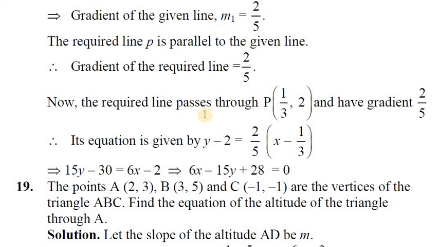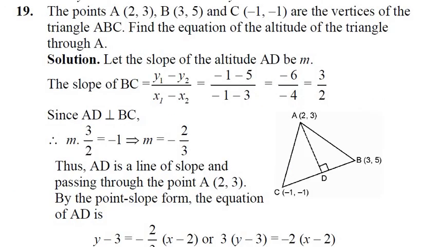So the equation of the line passing through the point (1/3, 2) with slope 2 by 5, in point slope form, is y minus y1 is equal to m into (x minus x1). So this is the slope, x1 is 1/3 and y1 is 2. After simplification, we have the equation of the straight line, 6x minus 15y plus 28 is equal to 0. So this is the required equation of the straight line.